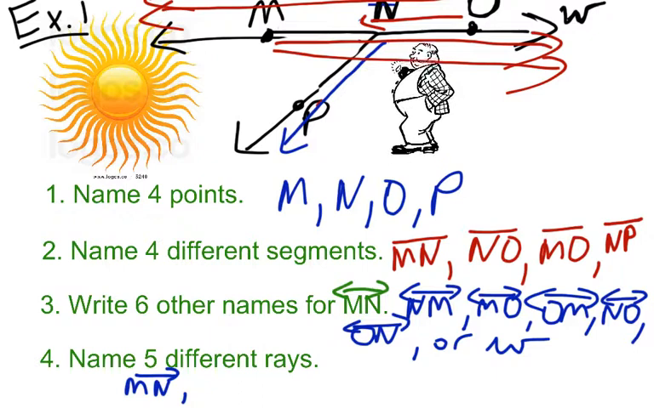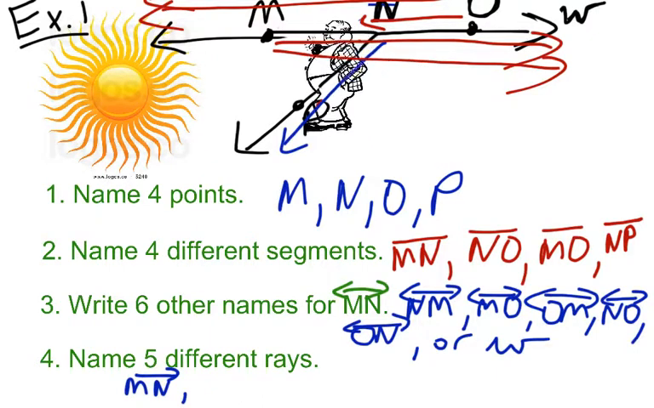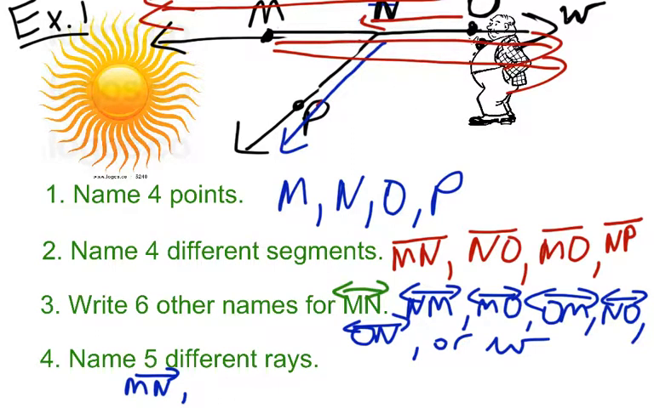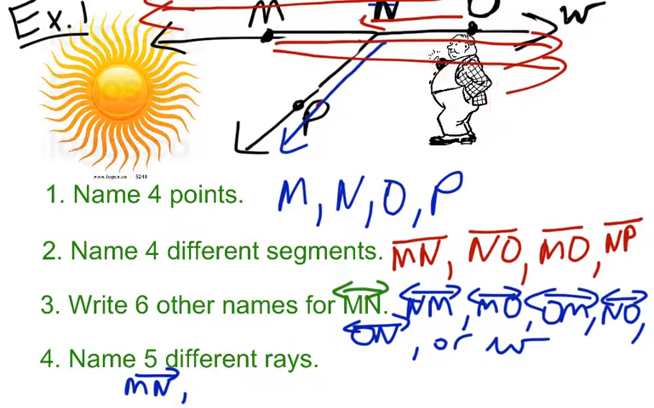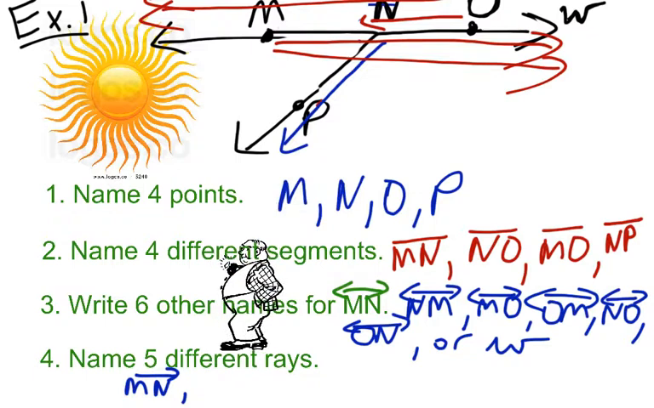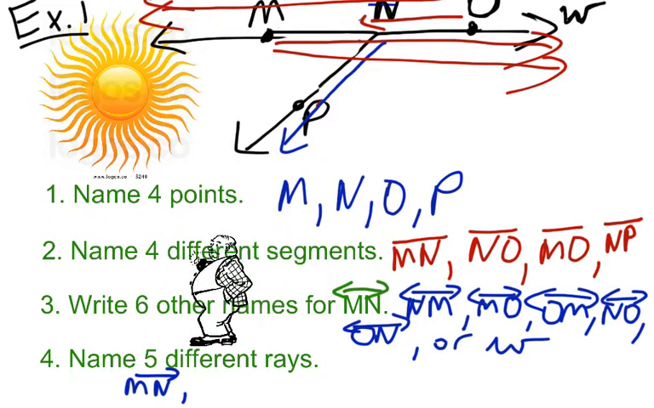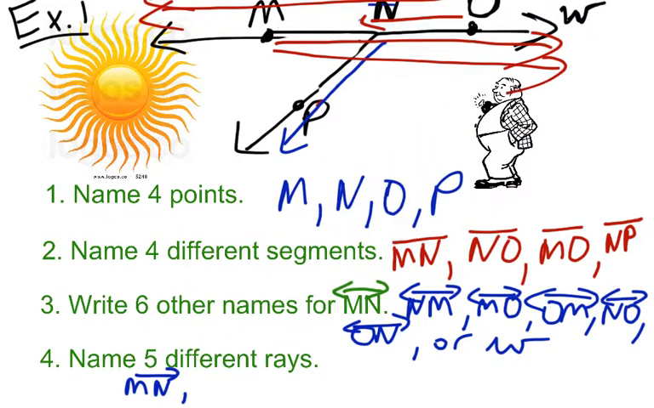Oh, wait. Ray just pointed something out. Ray MN and Ray MO represent the same ray. So those aren't really unique, are they? Because we need 5 different rays. Not 5 different names, but 5 different rays.